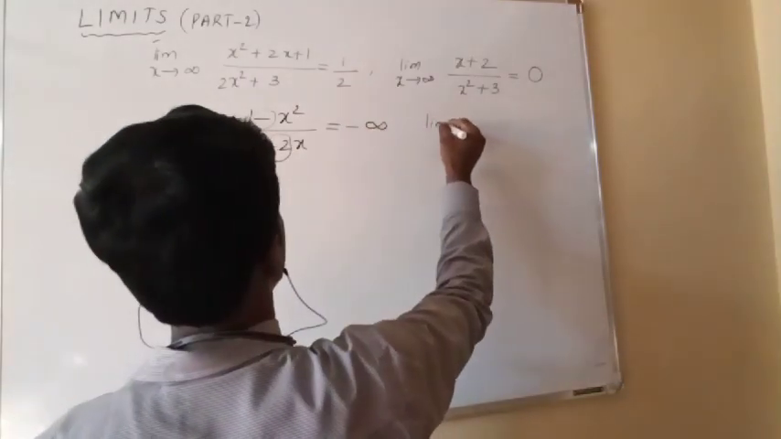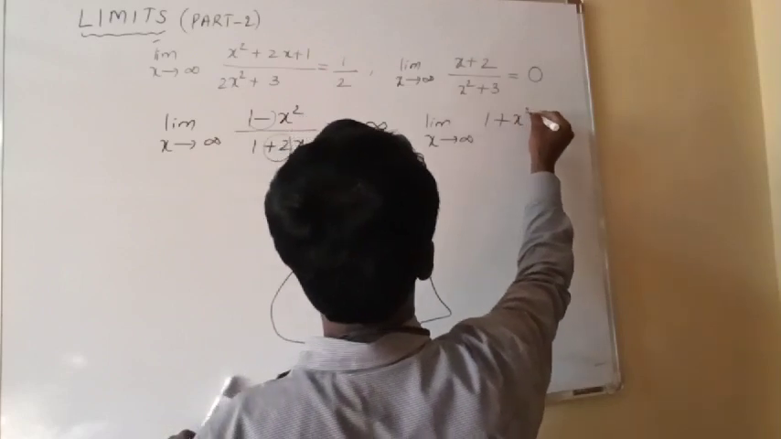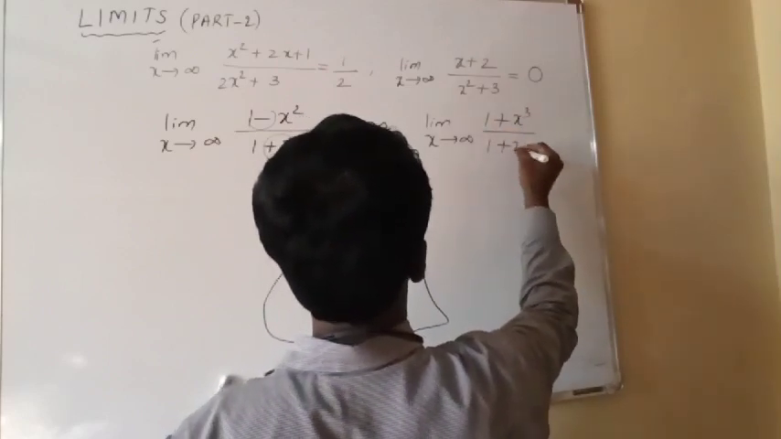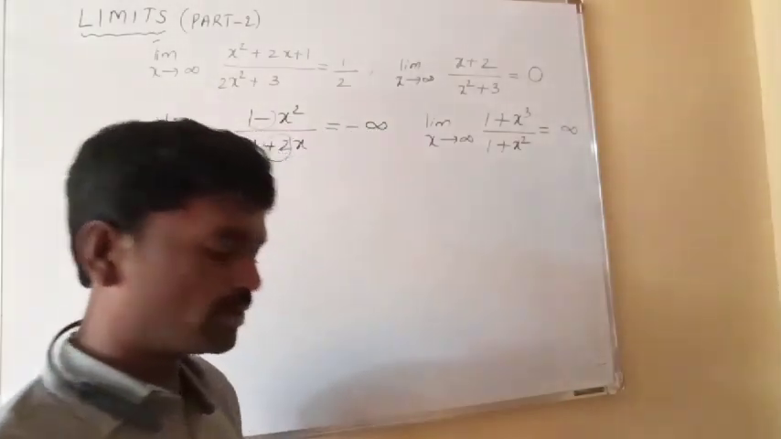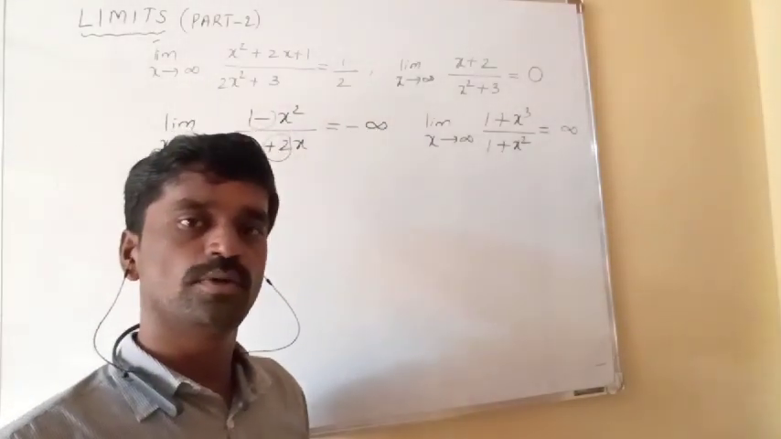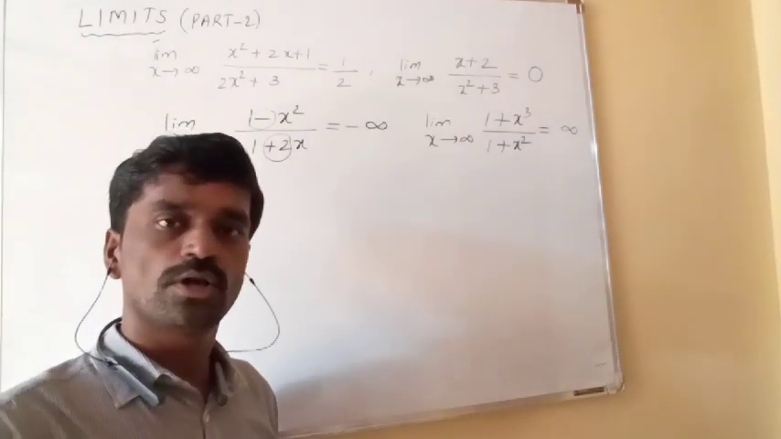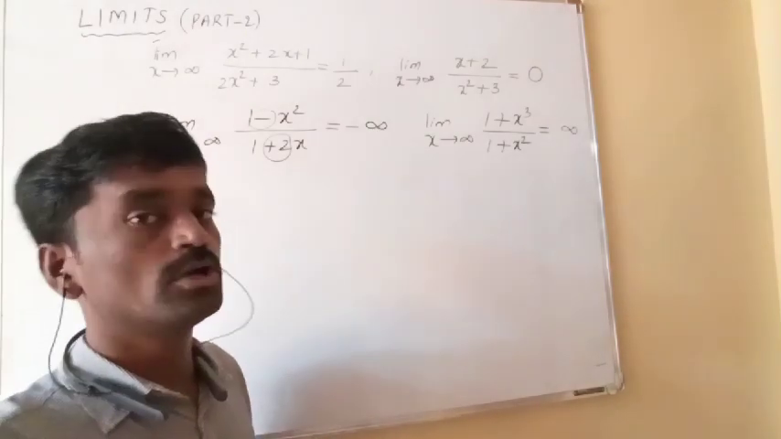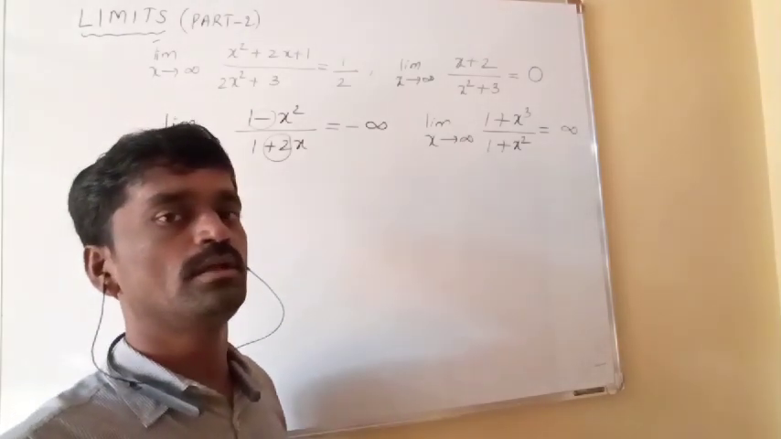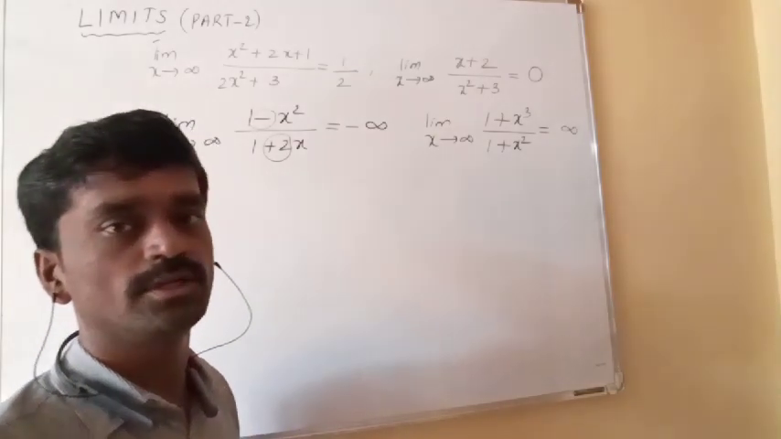Suppose next, limit x tends to infinity, 1 plus x cube divided by 1 plus x square is there. So what will the answer be? Plus infinity, because numerator highest x power is x cube, its coefficient is plus 1. Denominator highest x power is x square, its coefficient is plus 1. So both have the same sign, the leading coefficients have the same sign, and also degree of numerator is more than degree of denominator. So the answer will be plus infinity.